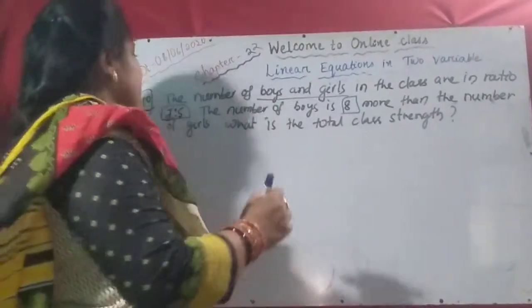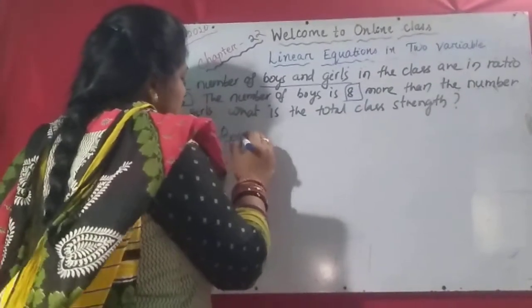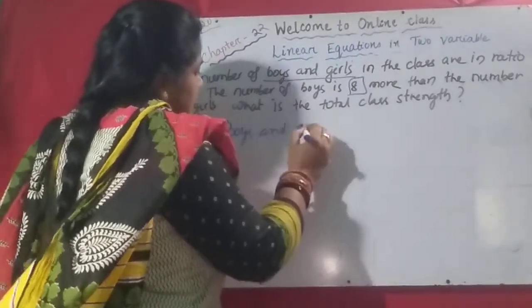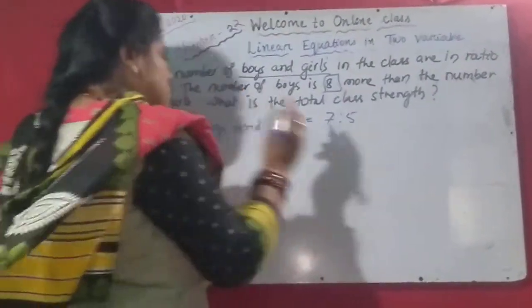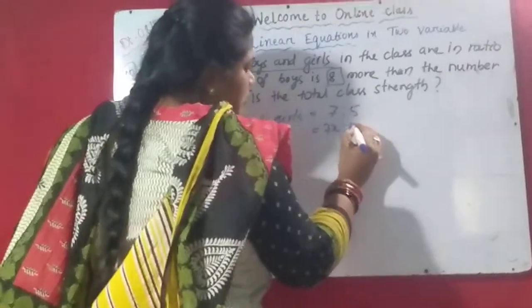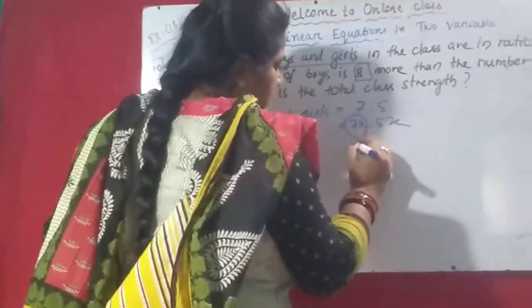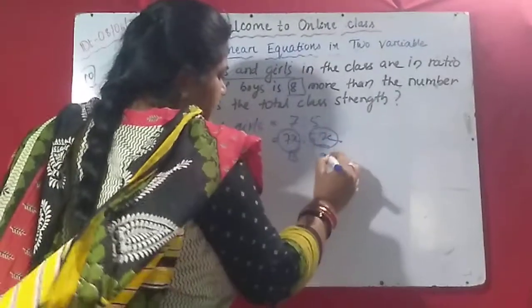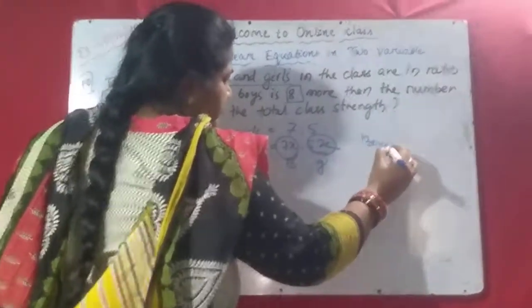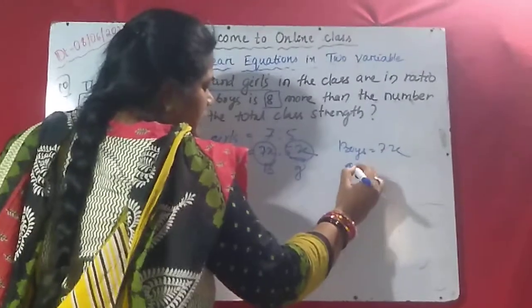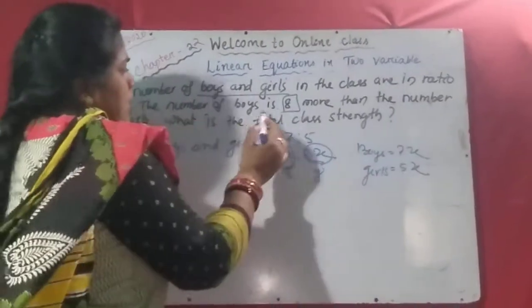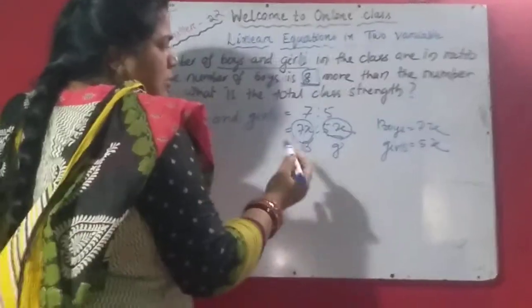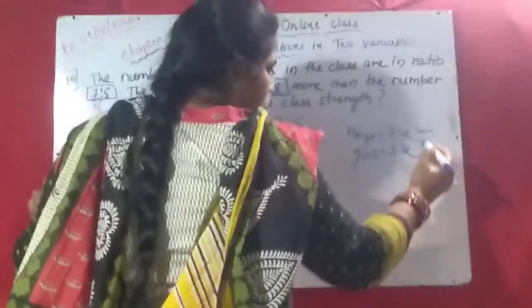So the number of boys and girls is 7:5. In a ratio, you take 7x is to 5x. So 7x is boys, 5x is girls. So boys equal 7x, girls equal 5x. Your question says the number of boys is 8 more than the girls. The boys are 7x. It is 8 more than the girls.